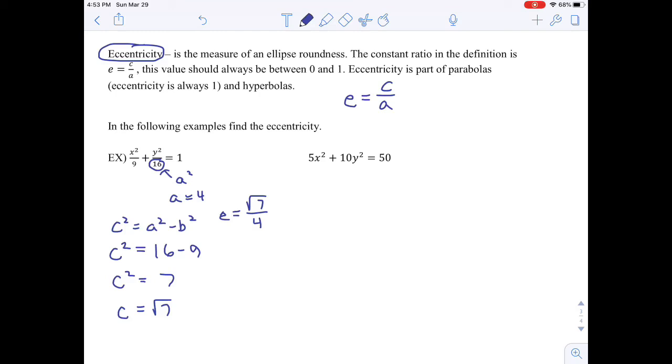So e equals the square root of 7 over 4. And we can actually do that as a decimal to make sure that we're all good. 7, we get 0.66.